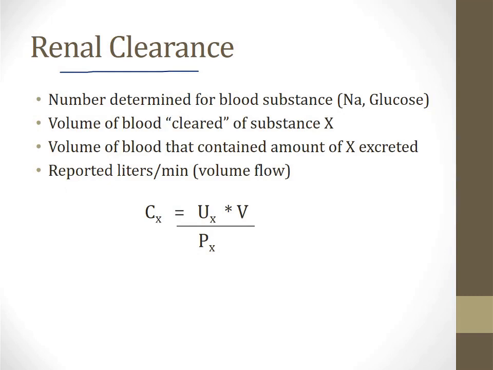This is a number that is determined for a substance or solute in the blood, like sodium or glucose, and it represents the volume of blood cleared of a substance X. Or another way to look at this is the volume of blood that contained the amount of X that was excreted. To understand this, let's imagine that we have 1 liter of blood inside a container.